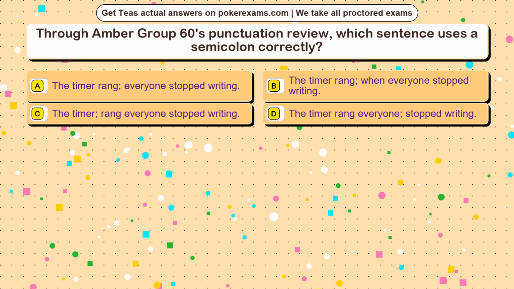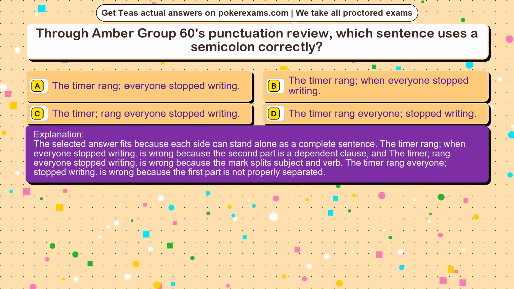The correct answer is option. The selected answer fits because each side can stand alone as a complete sentence. The timer rang, when everyone stopped writing, is wrong because the second part is a dependent clause, and the timer rang, everyone stopped writing, is wrong because the mark splits subject and verb. The timer rang, everyone stopped writing, is wrong because the first part is not properly separated.